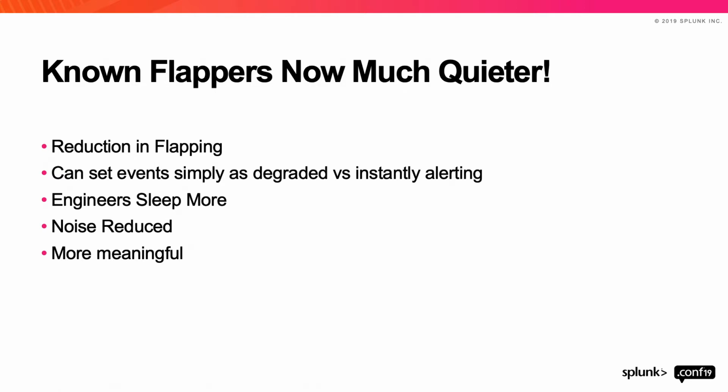So what this does is give you a reduction in flapping. You can set them as degraded before, instead of instantly alerting, so it has to happen maybe 3, 4 out of 5 times before someone's going to get called out. That means your engineer is going to be able to get his raid done and maybe get to bed on time, probably not, or he'll be able to spend time with his family, and be refreshed in the morning without being angry because he got BS alerts.